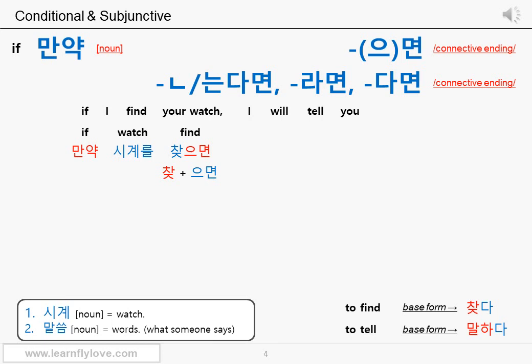As we told you, 만약 is not something actually corresponds to the English conjunction if. It just emphasizes that this is the case that would or might happen. You might want to ask, then what actually corresponds to the English conjunction if? I'll say the connective ending, 으면. Because you cannot indicate that this is a conditional sentence without the connective ending, 으면 in Korean. But you can omit the noun, 만약. Will tell.